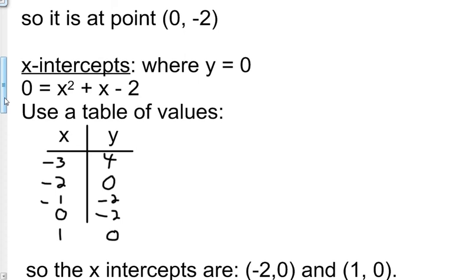So my x-intercepts are where y is equal to 0. If we look here, y is equal to 0 when x is negative 2, and y is also equal to 0 when x is 1. So my x-intercepts are (-2, 0) and (1, 0).